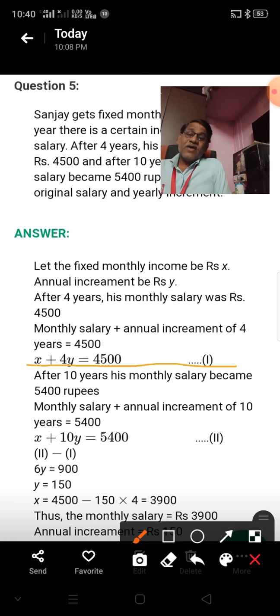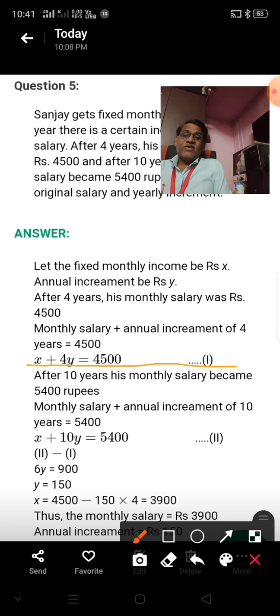Now similarly after 10 years, what happened? After 10 years the monthly salary is fixed, but only the increment is increasing. That is, per year y increment is there, so in 10 years 10y increment is there. The salary after 10 years is given, that is 5,400. It means x plus 10y is equal to 5,400.